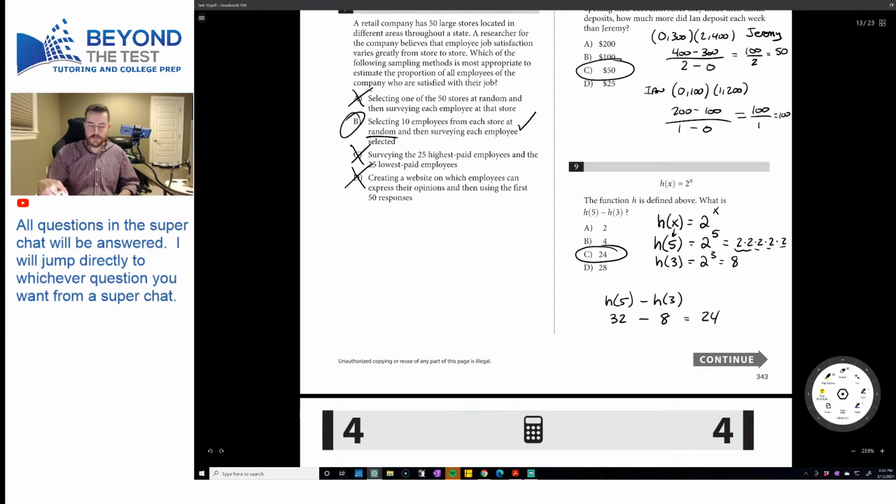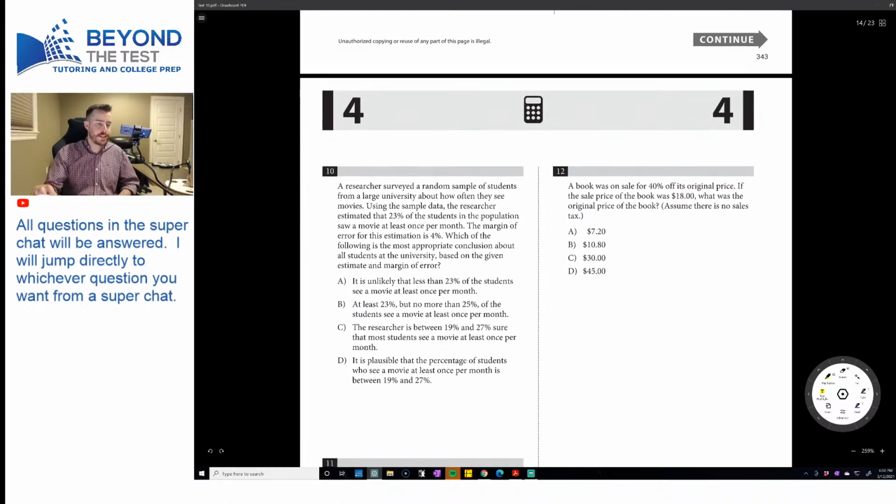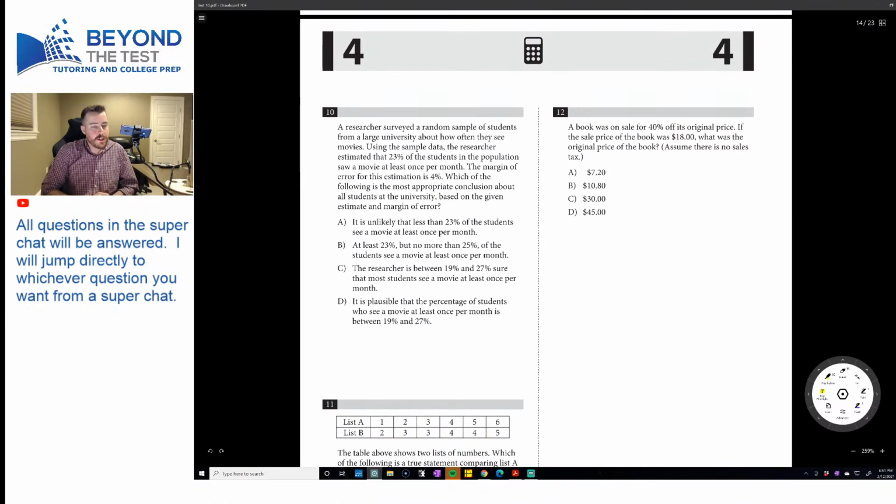All right, moving on here, let's go ahead and take a look at question number 10. It says, a researcher surveyed a random sample of students from a large university about how often they see movies. Using the sample data, the researcher estimated that 23% of the students in the population saw a movie at least once per month. The margin of error for this estimation is 4%. Which of the following is the most appropriate conclusion about all students at the university based on the given estimate and the margin of error? Okay, so let's read through these.